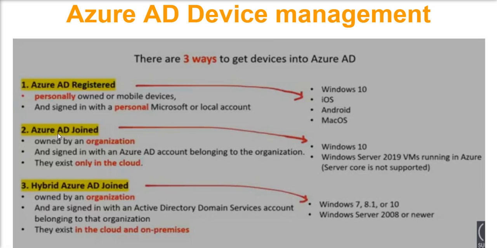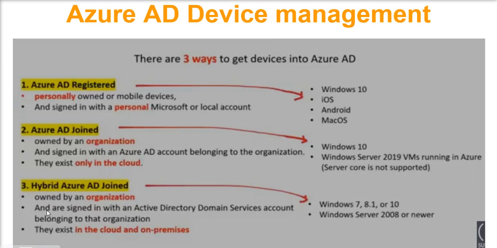Okay, next option we have Azure AD joined. Whenever your device is owned by an organization, in that case you can use Azure AD joined and sign in with an Azure AD account belonging to the organization. Previously we saw your personal Microsoft or local account, but in this case you must use an Azure AD account belonging to the organization. They exist only in the cloud. So whenever you want to use cloud resources to have access to Azure resources, in that case you can use Azure AD joined. Here Windows 10 and Windows Server 2012 VMs running in Azure can connect to Azure cloud resources using Azure AD joined.